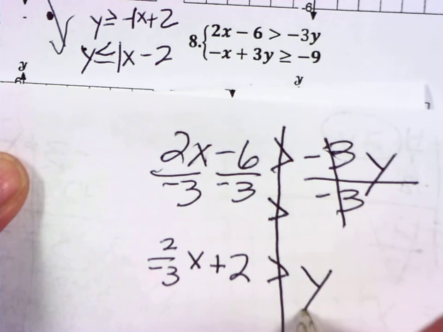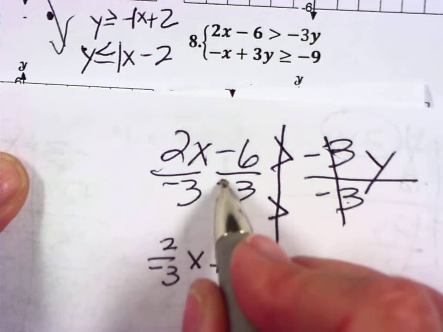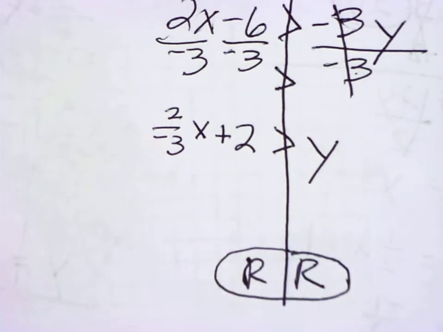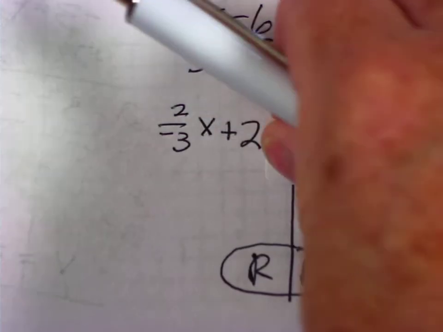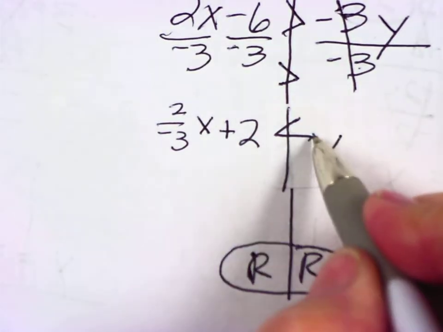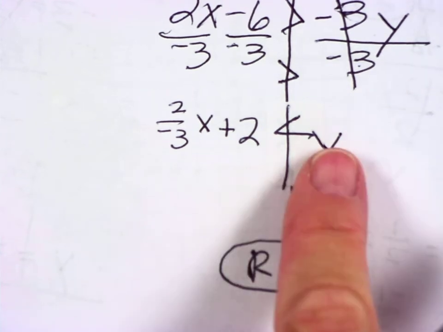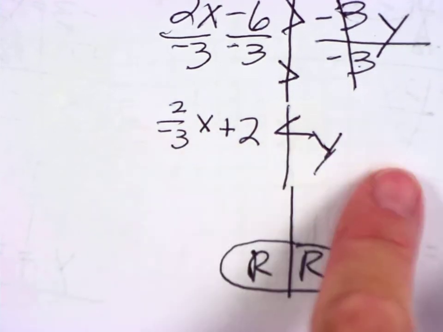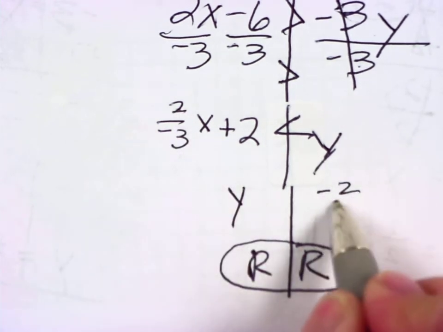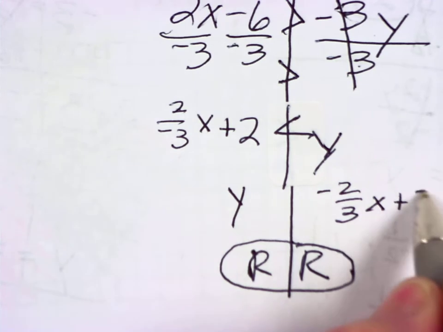Why? Because we divided by a negative number, baby. So guess what we're going to do? We're going to flip this little guy over. So now he is less than. But now we have to put this over here and this over here. So we're going to put our y here. We're going to put our negative 2/3 x and our plus 2 over here.